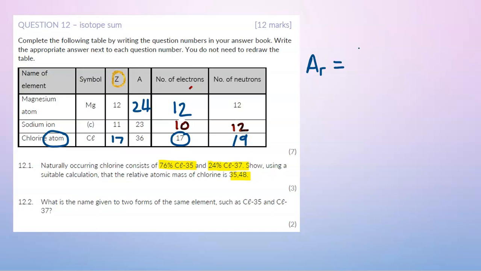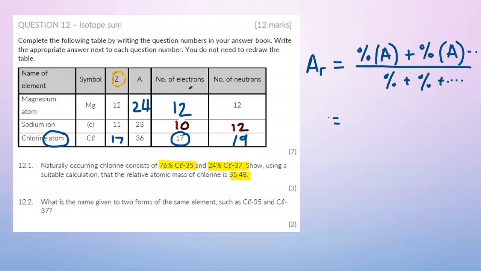And the formula works like this. You're going to take the percentage and times it with your mass number. And then you're going to take the other percentage and multiply that with your mass number. And you keep going until you've used all your percentages. And then at the bottom, you're going to add all the percentages together. The bottom will obviously be 100. But if they give it in parts or in fractions, then this formula will also work. Okay, so this is our formula.